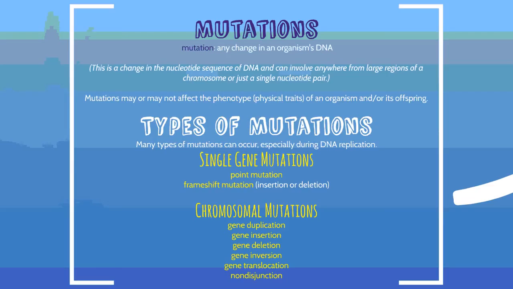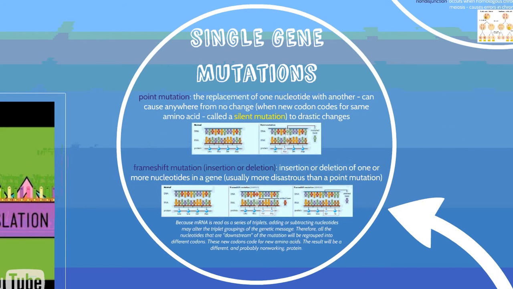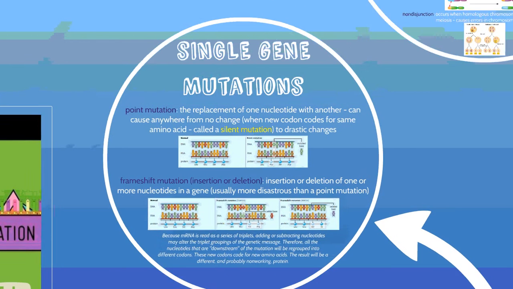So there's single gene mutations, which are point mutations and frameshift mutations, or there's larger chromosomal mutations. For single gene mutations, you have a point mutation, which literally just replaces one nucleotide with another. So if you have ACGT, it's going to replace maybe that G with a C, so it'd be ACCT instead. A frameshift mutation is one that is going to shift that reading frame. So it's inserting an extra nucleotide, or it can delete a nucleotide. Frameshift mutations tend to have greater ramifications than a point mutation.